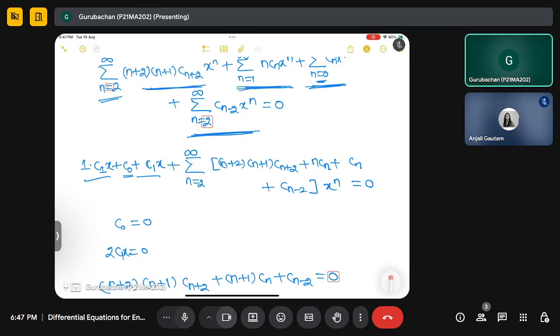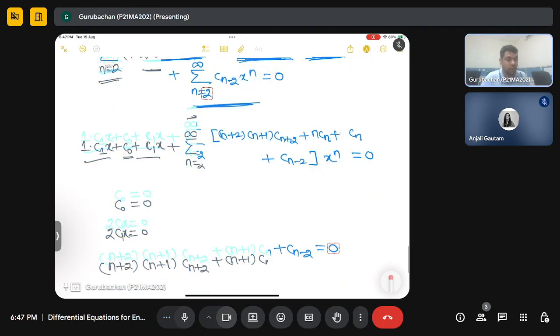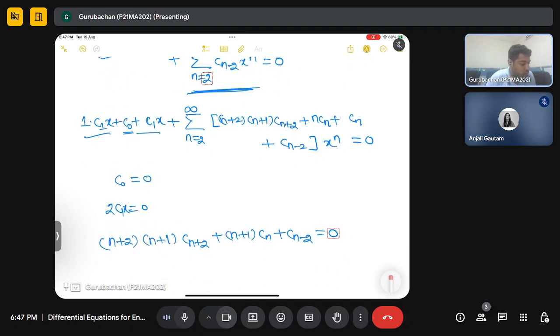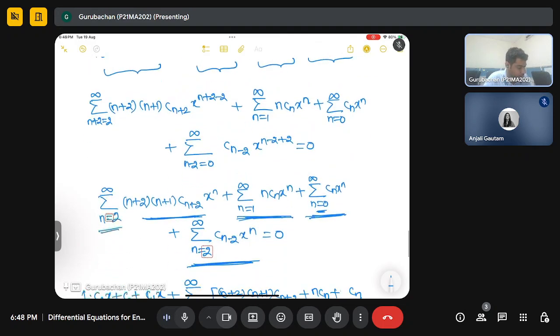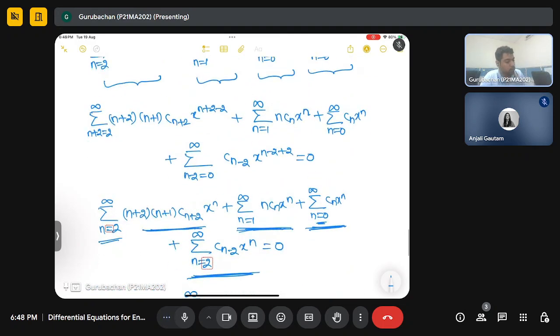Okay, let us try this. Here we are getting C0 is 0 and C1 is 0, and here it is the relation between Cn and Cn minus 2. So definitely it is going to be dependent on our C0 and C1. So I think here is some calculation error. The calculation error is, I think, here. Okay. So we have put here n plus 2 equal to 2. So this series is going to start from n equal to 0.